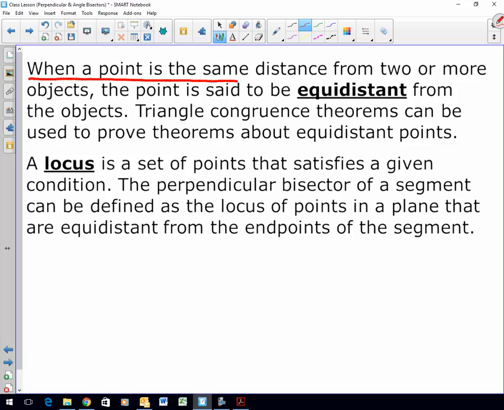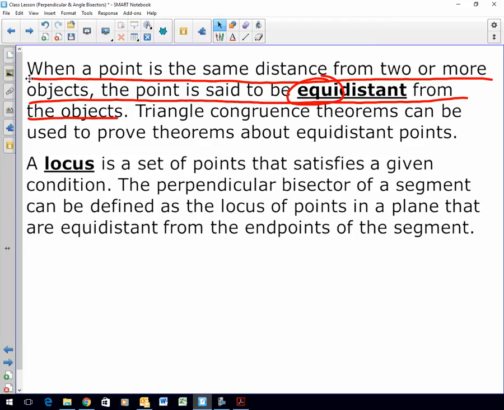When a point is the same distance from two or more objects, the point is said to be equidistant from the objects. What is my prefix in that word? Equal. Yeah, equal, right? So notice the key right here: equal. Write down what I've got in red.